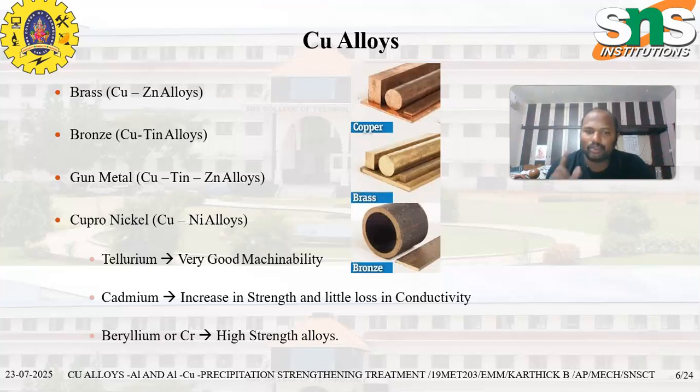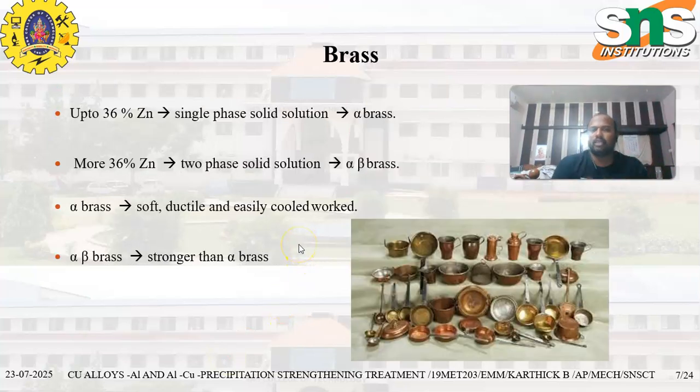If we take tellurium copper, it has very good thermal properties and very good machinability. Cadmium copper has increased strength with a little loss in conductivity. Beryllium copper is one of the high strength alloys. First, we will see about brass.